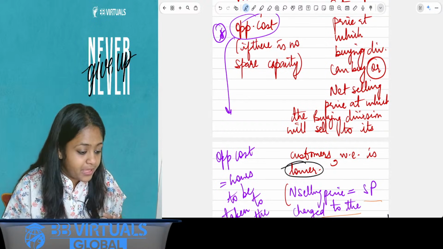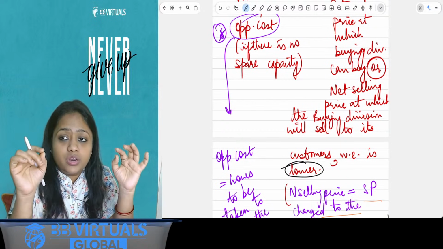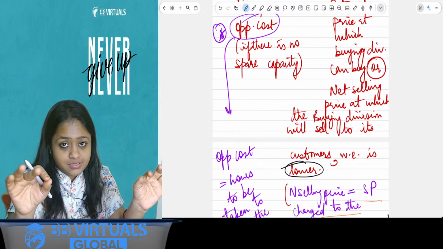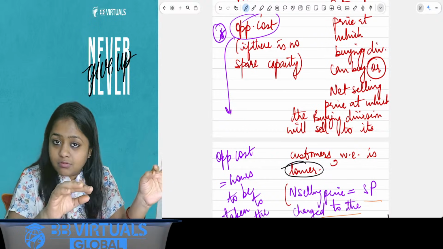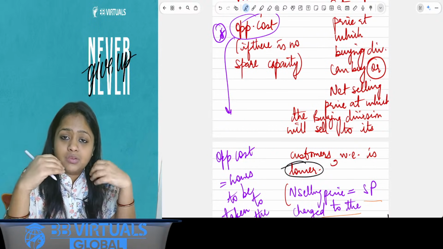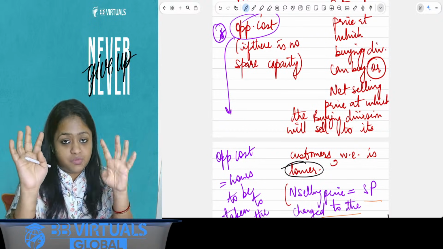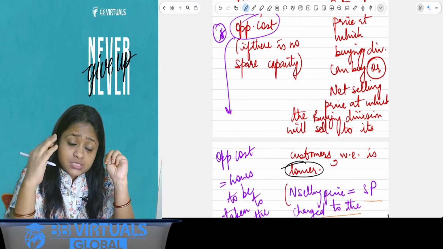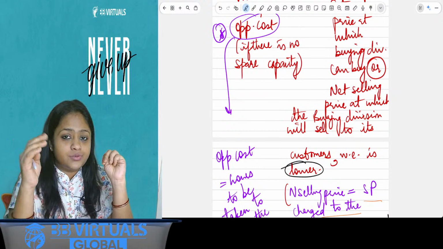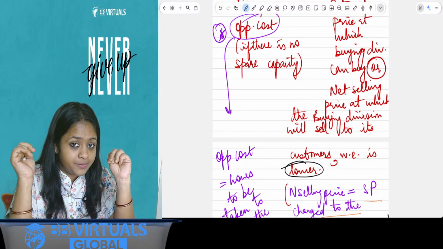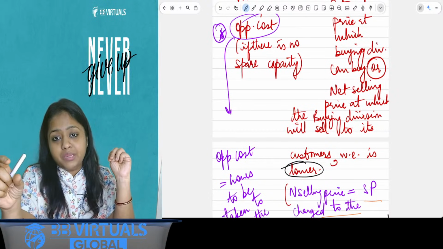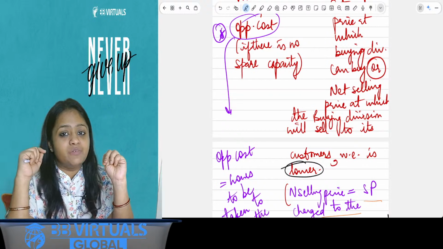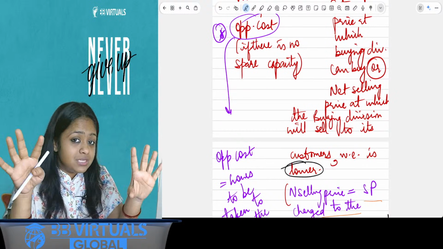I'll tell you why. Let's say division A would require 4 hours to make and sell the goods to the external customer. 4 hours. But now since they cannot sell these goods to the external customer, they will have to sell it to division B. But the good that division B requires will be made in 6 hours. So now can you see the difference?